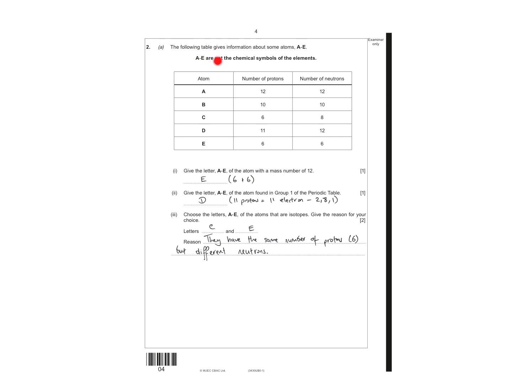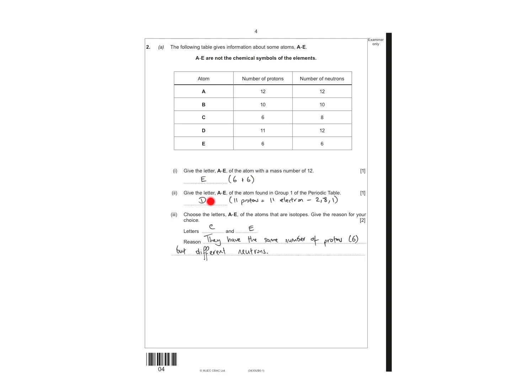Next one now, I've got the following table gives some information about some atoms A to E. Now, what I'd love you to do here is when you see these tables, make sure you have your periodic table to hand, or you know that you've got to be looking at the back. So the first one they're looking for is the element A to E with a mass number of 12. Remember, that word mass number means protons and neutrons added together. So 6 plus 6 gives me 12, so it's E.